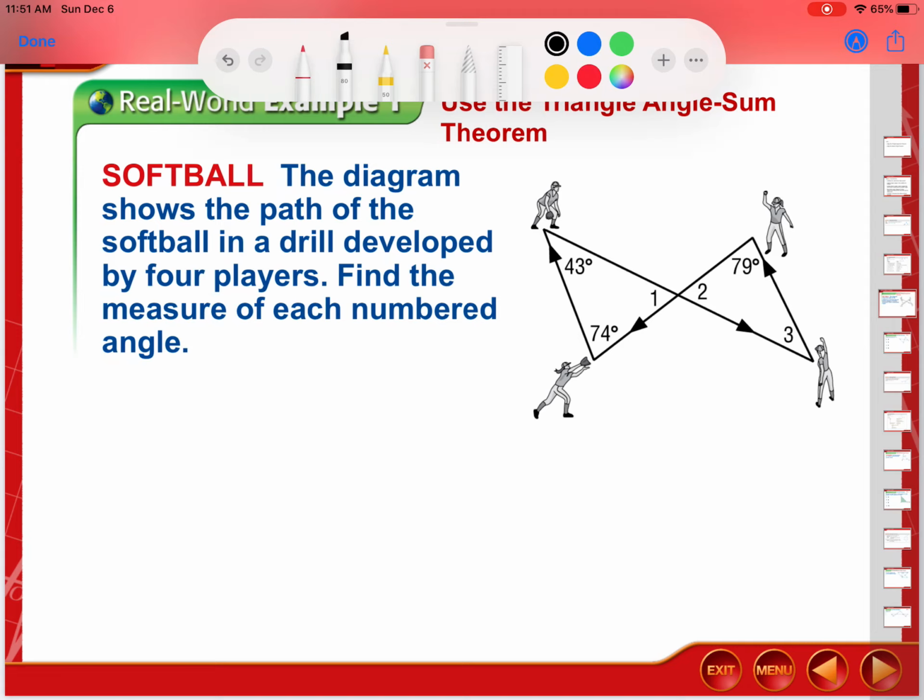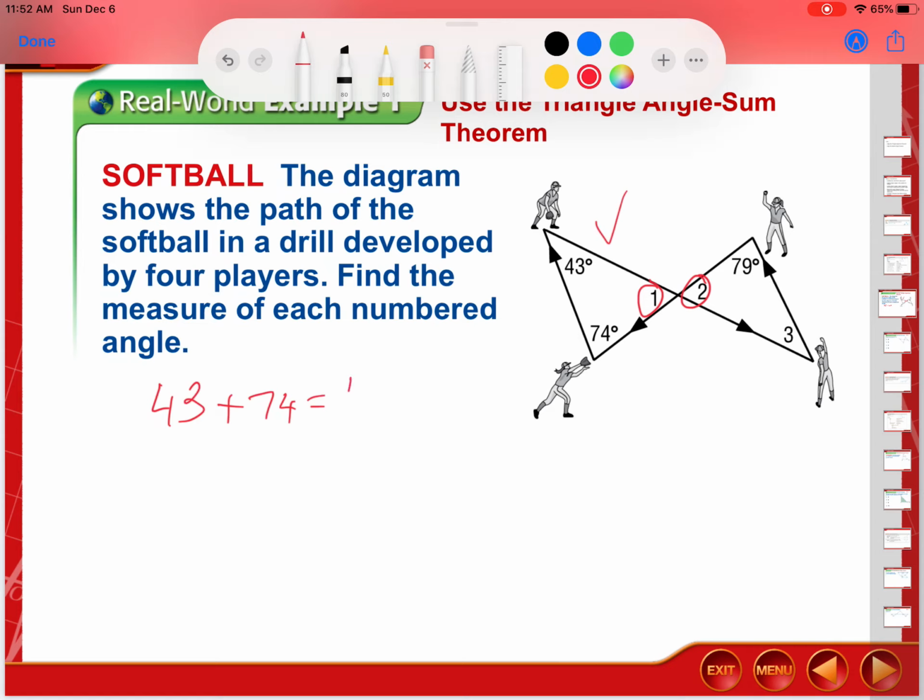Okay, so we're using the triangle angle sum theorem to solve this problem. The diagram shows the path of the softball in a drill developed by 4 players. Find the measure of each numbered angle. Right away, I know angle 1 and angle 2 are going to be the same. So to find one of these, I need to use whatever triangle has 2 other angles. Right away, I see this triangle on the left here has 2 other angles.